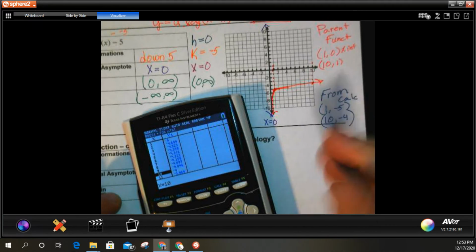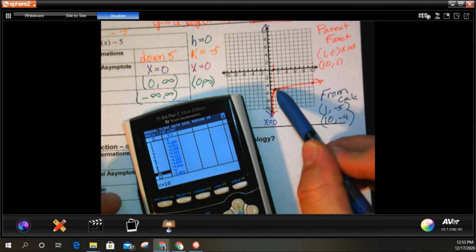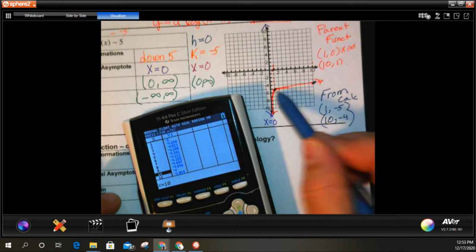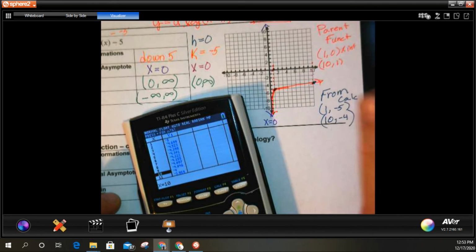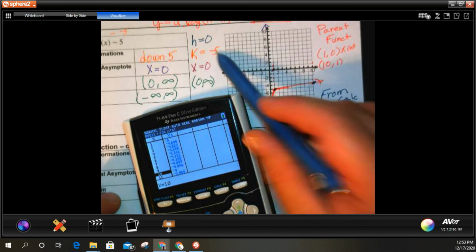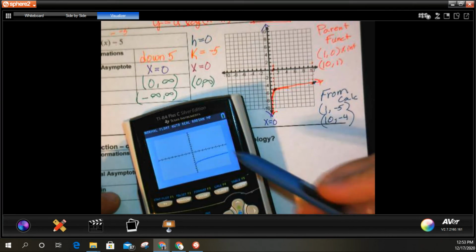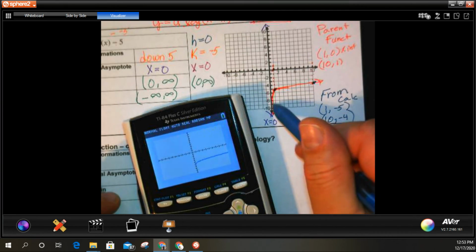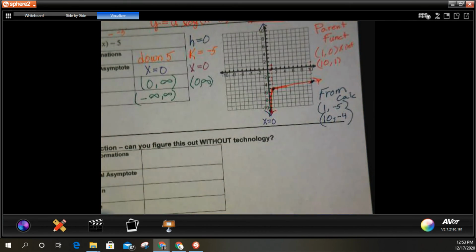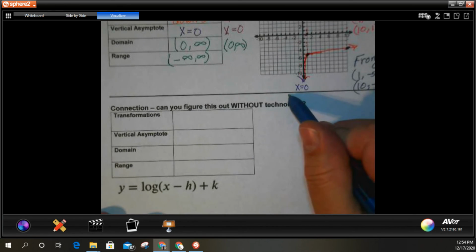I get the same points whether I use the calculator or whether I use the parent function and just count the shifts up or down and left or right. Either way, if you use a calculator, remember to continue this function down. And that's exactly what I did without technology. So I did both of them for you. I did it by hand first without a calculator, then I did it with a calculator.